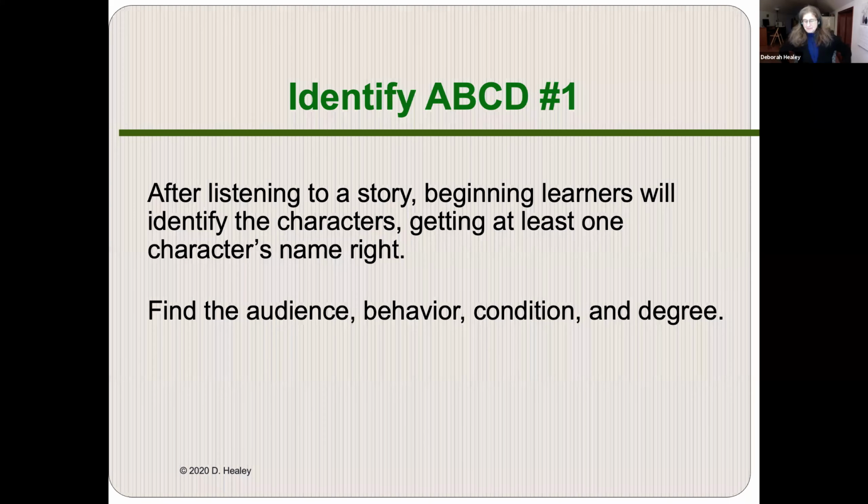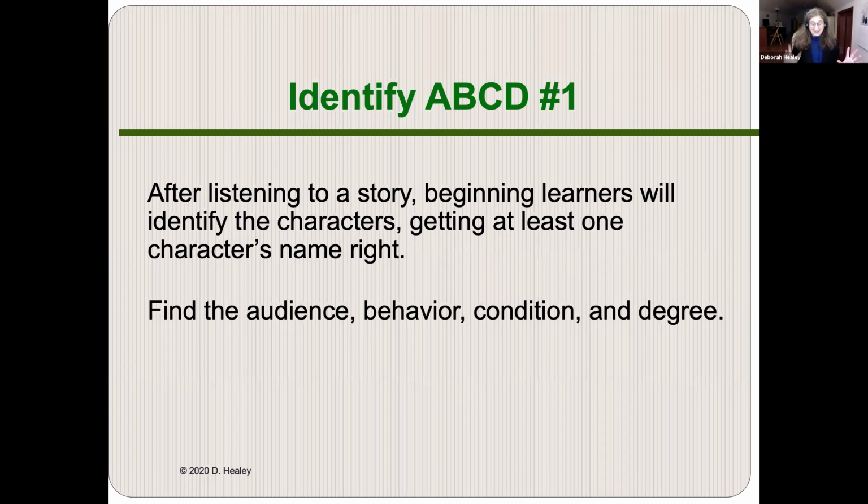All right. So what I would like you to do now is identify this. Look at this. It should be pretty easy, right? Pretty easy to figure out what's going on here. So we have, after listening to a story, beginning learners will identify the characters, getting at least one character's name right.